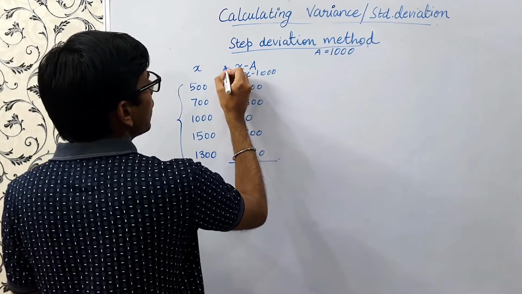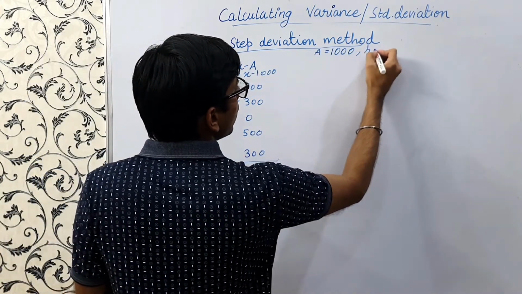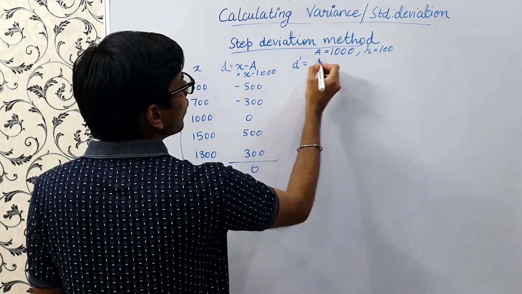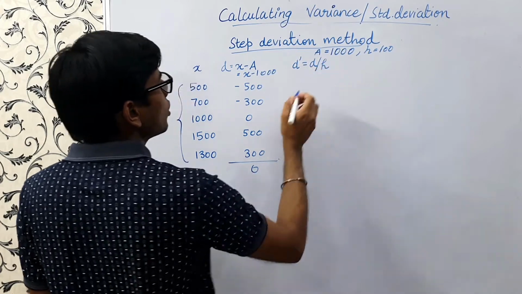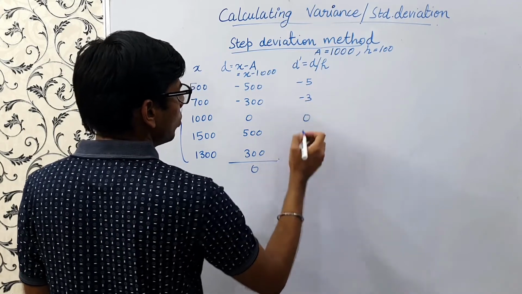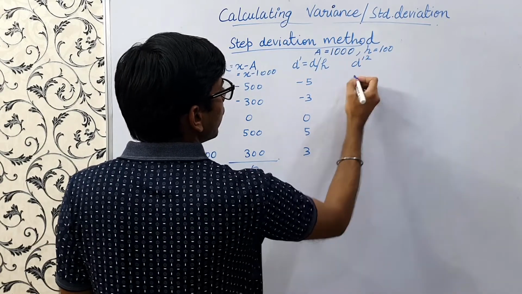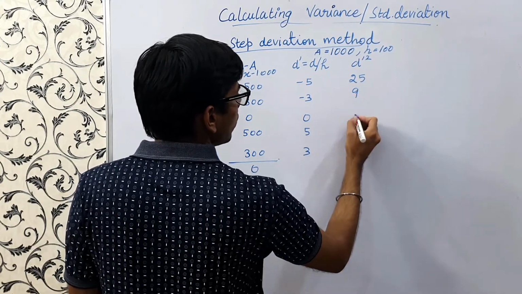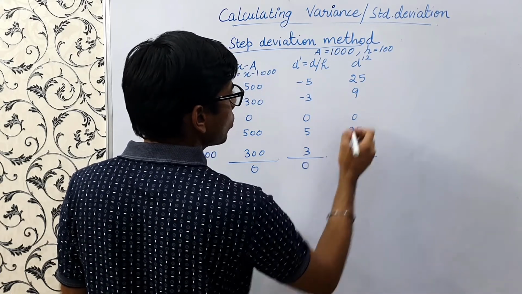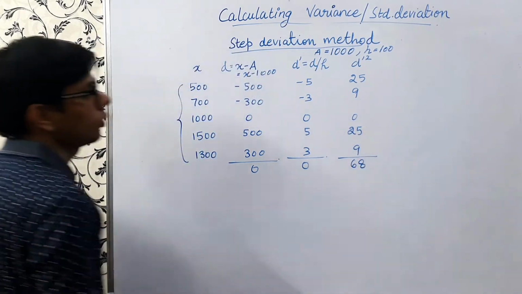So let's call it as d, and here assume that h is 100. H is nothing but... define d dash equals d by h. So it's minus 5 divided by 100, minus 3, 0, 5 and 3. So compute d dash square, it would be 25, 9, 0, 25, 9. So this sums to be 0, this 50 and 18, 68.